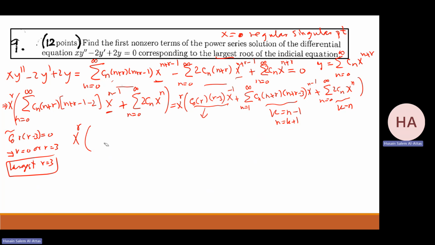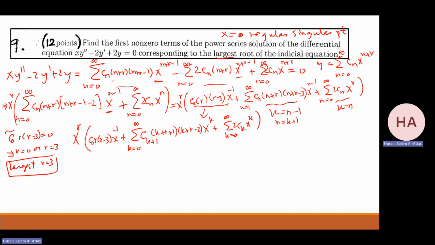You want to write it? I can write it. No need, but it's okay. x to the power minus 1 plus this one, summation k equals 0 to infinity of what? c_(k+1) times (k plus r plus 1) times (k plus r minus 2), x to the power k, and this will be k equals 0 to infinity, 2 c_k x to the power k.